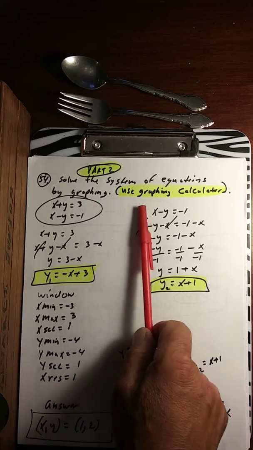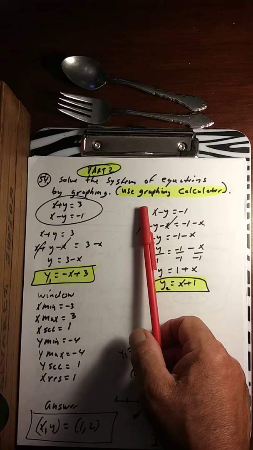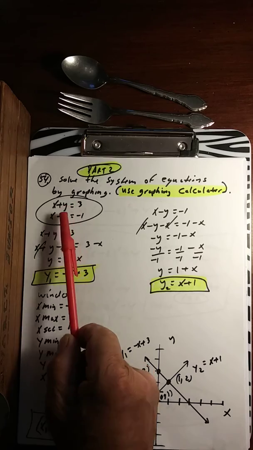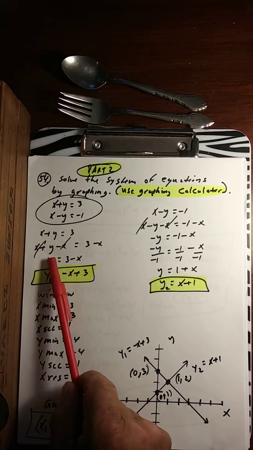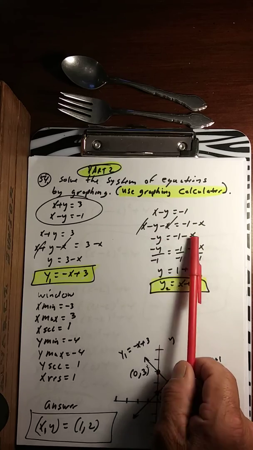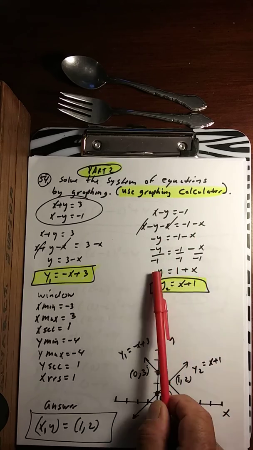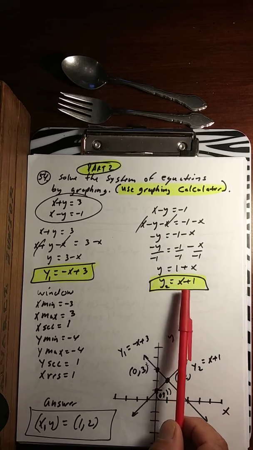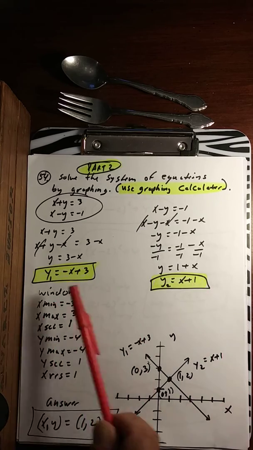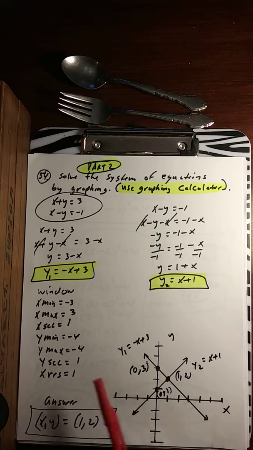Solve the system of equations by graphing, using the graphing calculator. So solve this for y. Minus x, y equals 3 minus x. There it is. Negative y equals this, divided by -1, so y equals 1 plus x. Y2 equals x plus 1. Put it in the calculator. So go to Window, put the first one in, put the second one in there. You're going to find that they intersect right there at (1, 2).